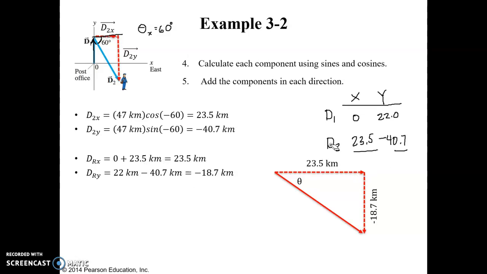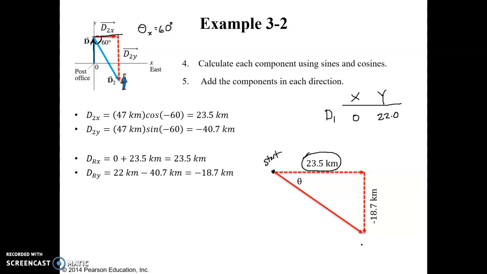Okay, so essentially what we have done by adding these x and y components is found the x and y components of the resultant. So our x component of the resultant is 23.5. So the mail carrier, compared to her starting point, ended up 23.5 kilometers east and 18.7 kilometers south of her starting point. So this is where she started.